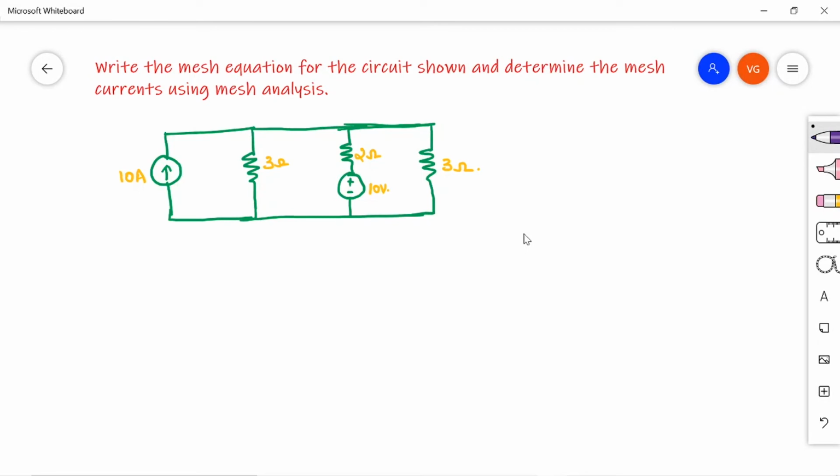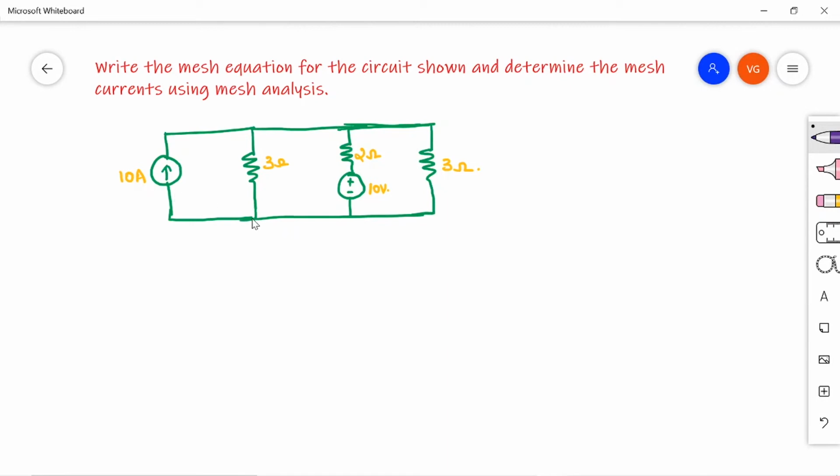Let us see the third question. Write the mesh equations for the circuit shown and determine the mesh currents using mesh analysis. So this is the given circuit. If you observe here, we have a current source here.